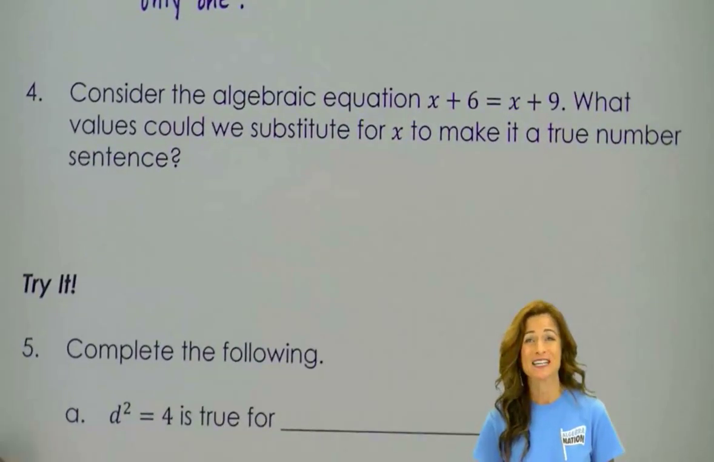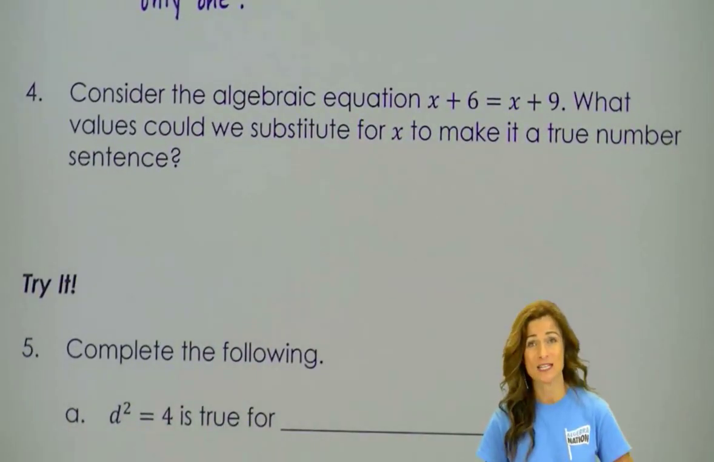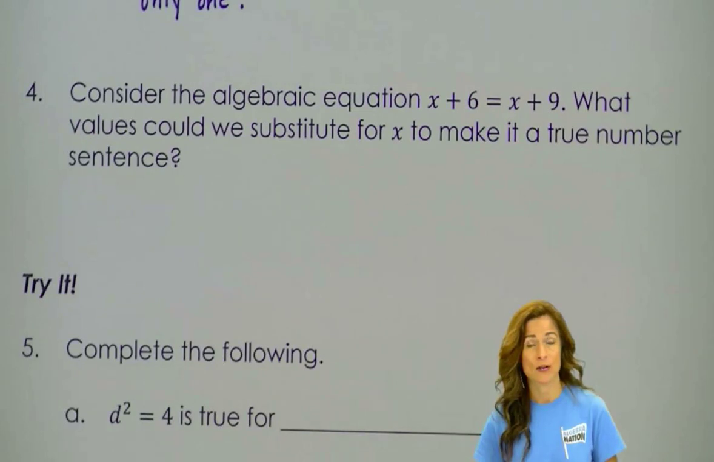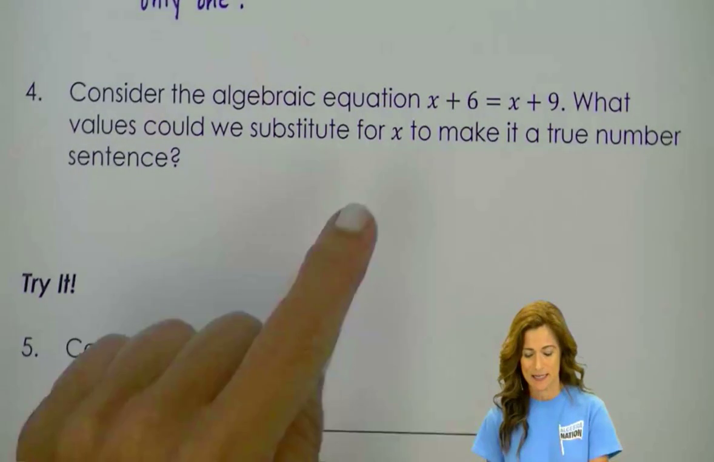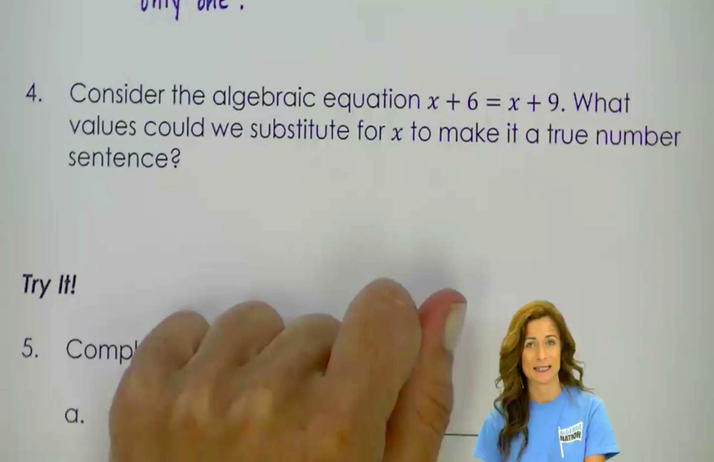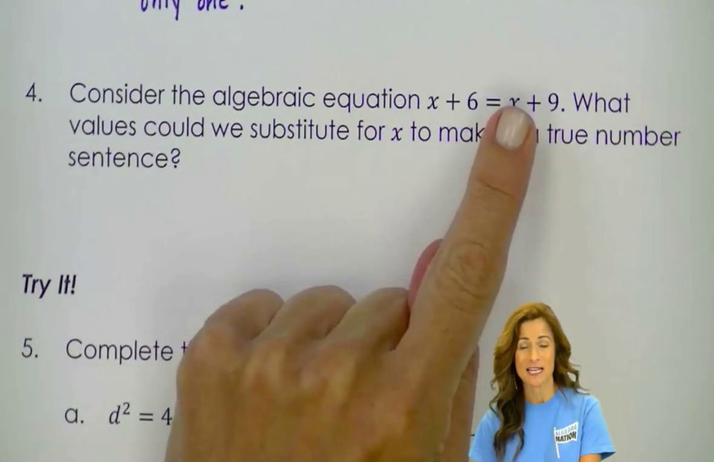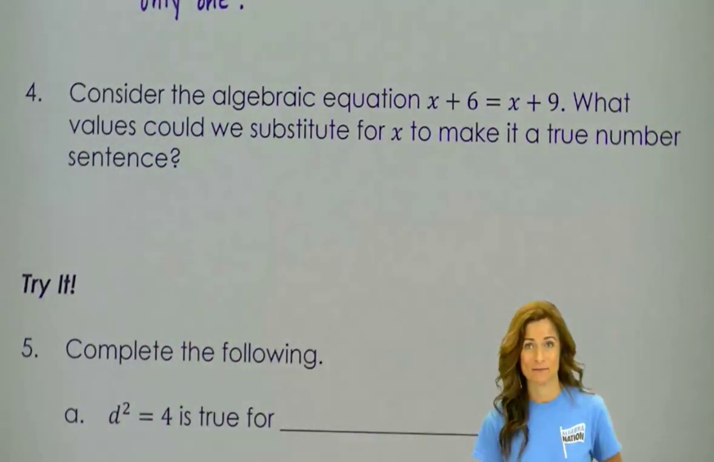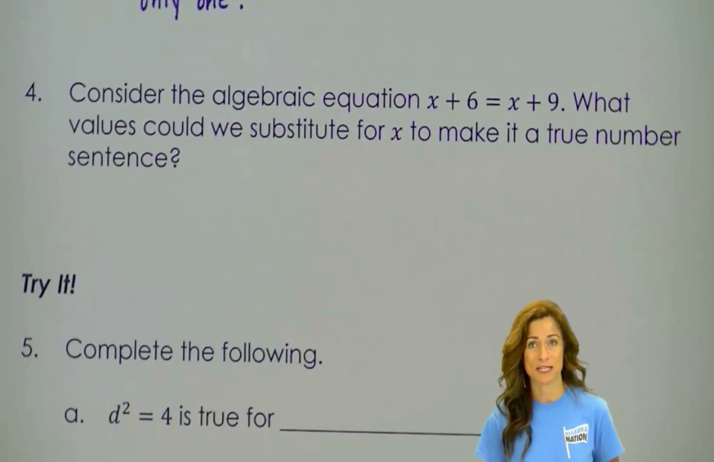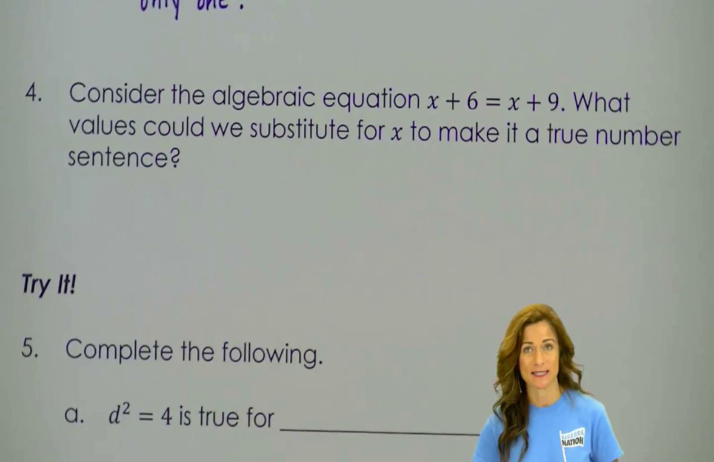Number 4, consider the algebraic equation x plus 6 is equal to x plus 9. What values could we substitute for x and make it a true number sentence? Let's think about this. This says I'm taking a number and adding 6. Then this says I'm taking that same number and adding 9. Is that ever going to be a true number sentence? No, it's never going to be a true number sentence.